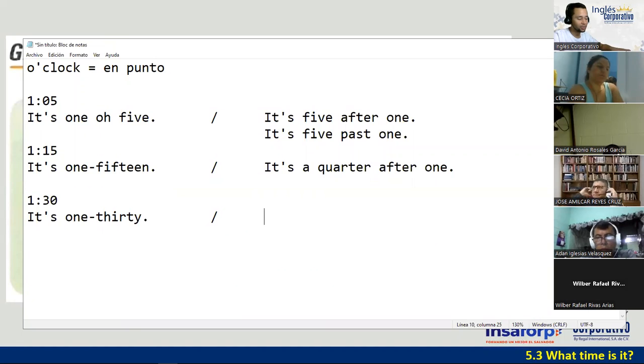Solo cuando es las y media, decimos, it's half past. Esa expresión, apréndansela. It's half past. Half past one. It's half past one.